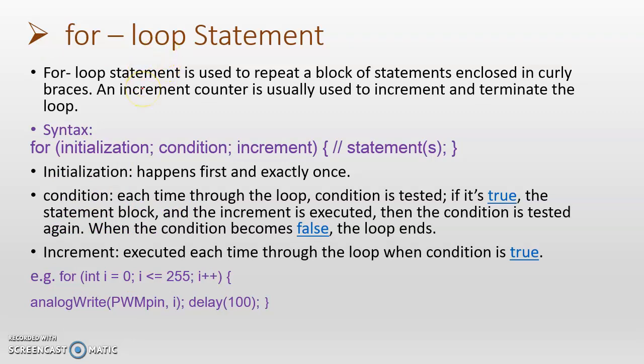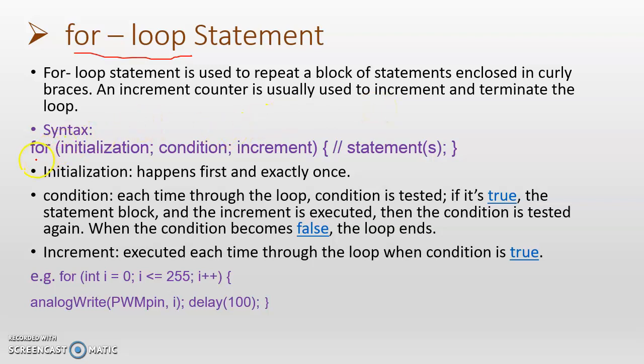The third statement is the for loop statement. The for loop statement is used to repeat a block of statements enclosed in curly braces. An increment counter is usually used to increment and terminate the loop. Some particular block that we have to repeat in the program is given in curly brackets. It will increment every time to the next value and terminate when the increment is done.